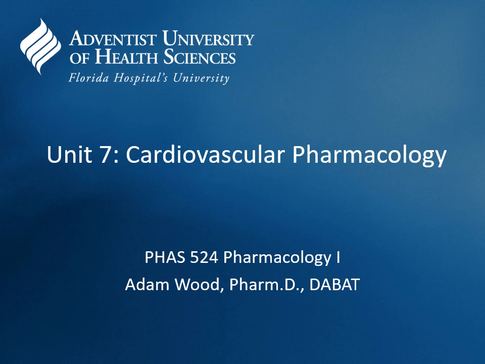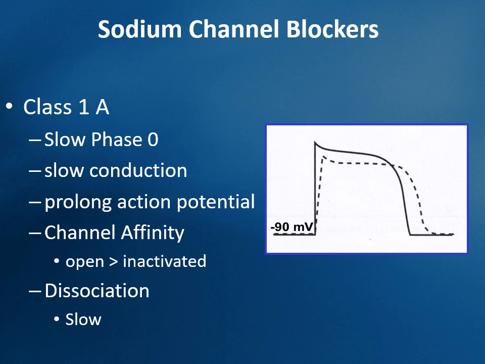So the first group we're talking about today is the sodium channel blockers. And if you remember, these are class 1 drugs. As far as antiarrhythmics go, we have 1A, B, and C. You're going to see they have a little different activity from one another, and that changes how they're going to be used clinically, as we'll see. The first group we're going to look at is class 1A.